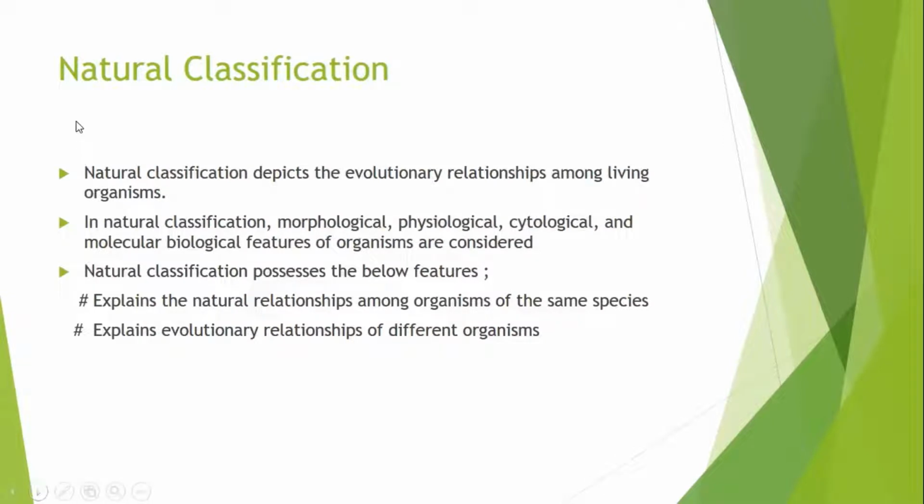But rather than artificial classification, natural classification is much more accurate. Natural classification depicts the evolutionary relationships among living organisms. In natural classification, morphological, physiological, cytological, and molecular biological features of organisms are considered. Natural classification possesses the below features: explains the natural relationships among organisms of the same species, explains evolutionary relationships of different organisms. Those are the features of natural classification.